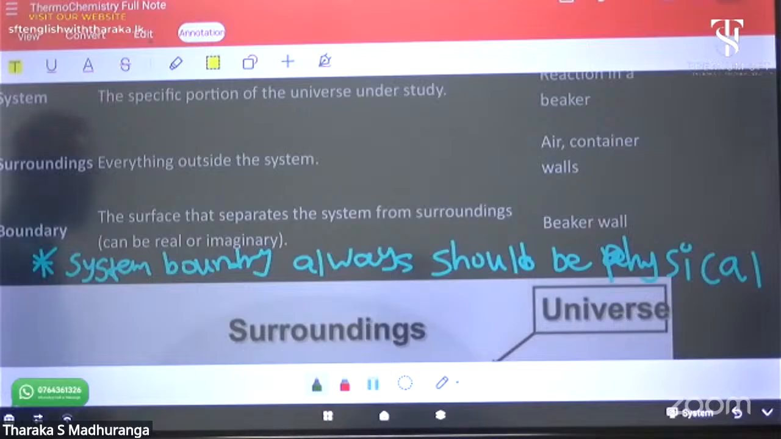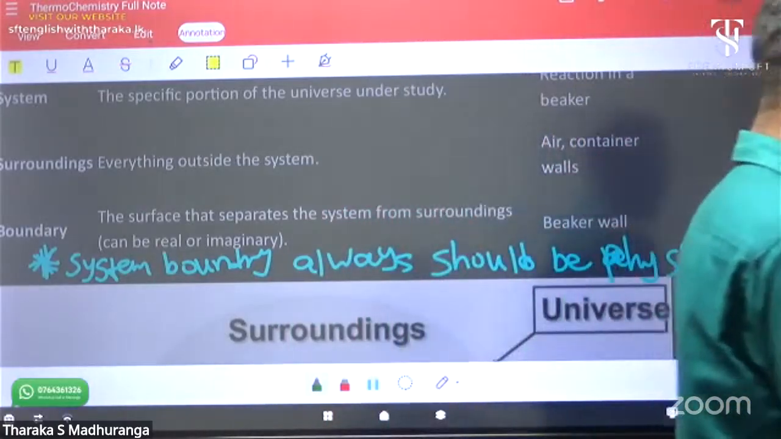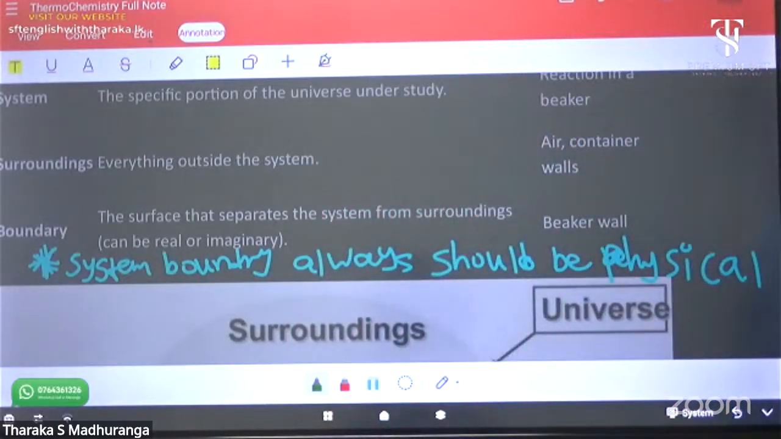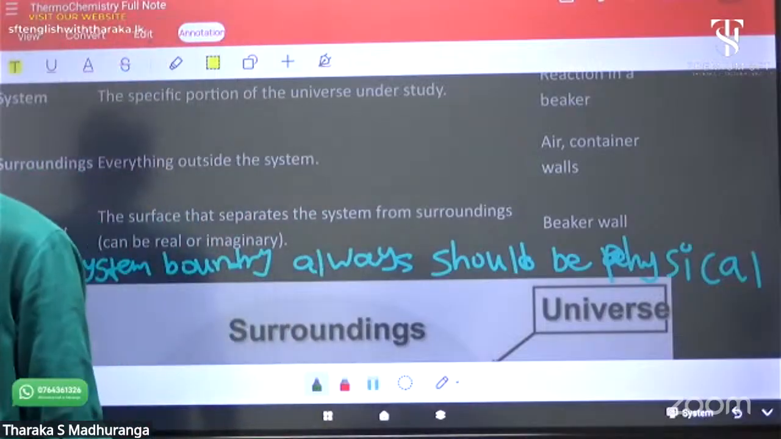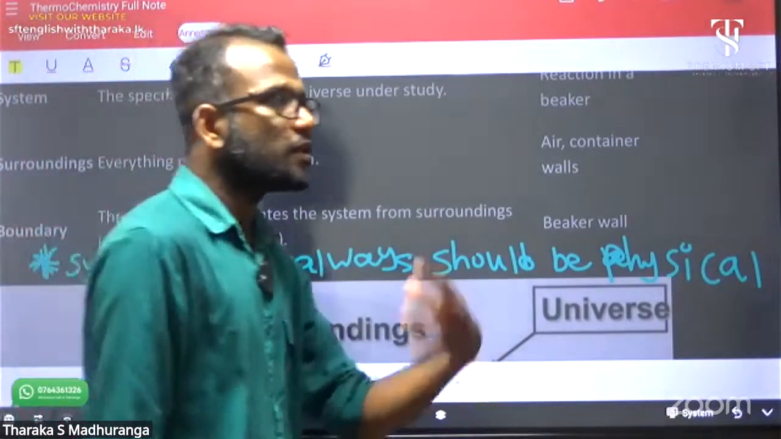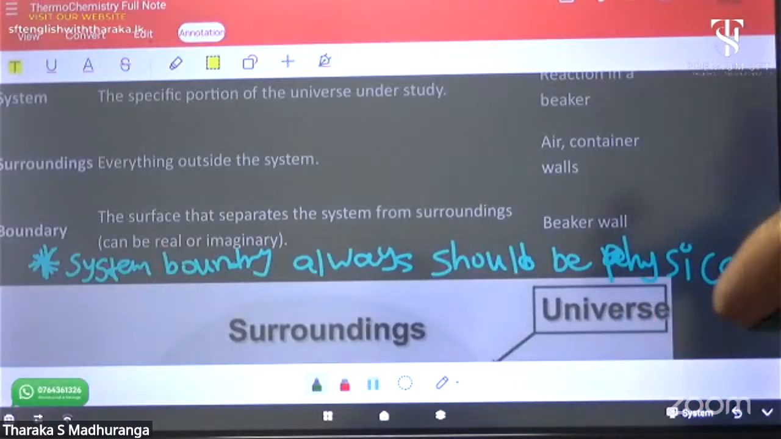Write down with a star mark, the final point: the system boundary can be a physical one or an imaginary one. There is no physical boundary, but we imagine the boundary.